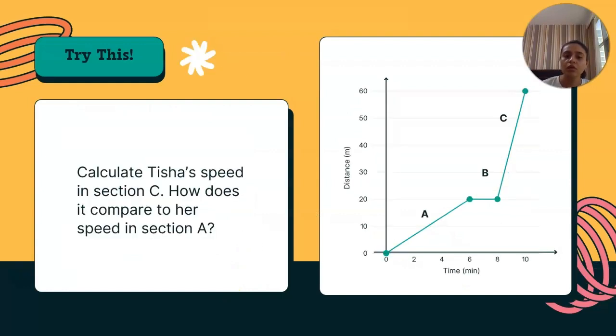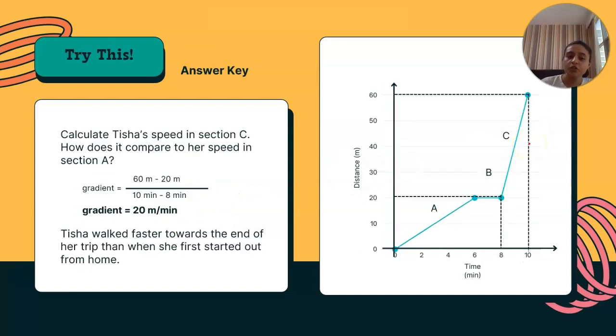Now we have to calculate Tisha's speed in section C. You can see here is the C point; we have calculated the A point. Now you can see how this is the interlinking point, right? So 60 meters in how many minutes? This is your distance, this is your time, and the answer is 20 meters per minute.